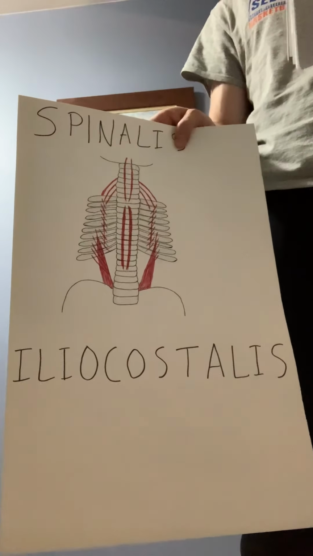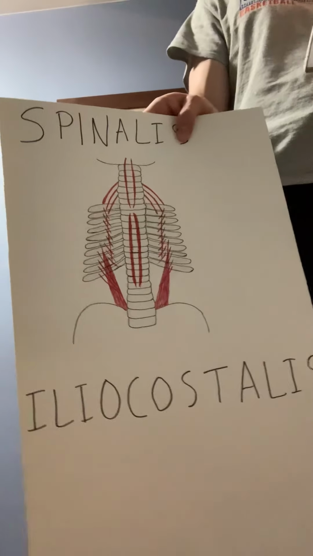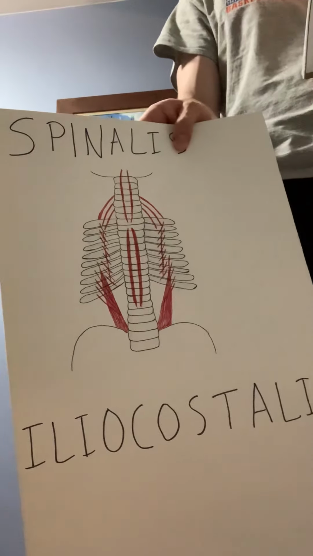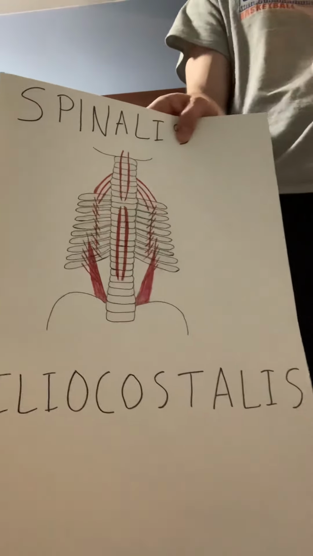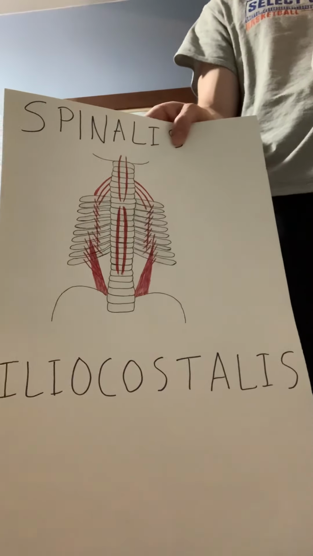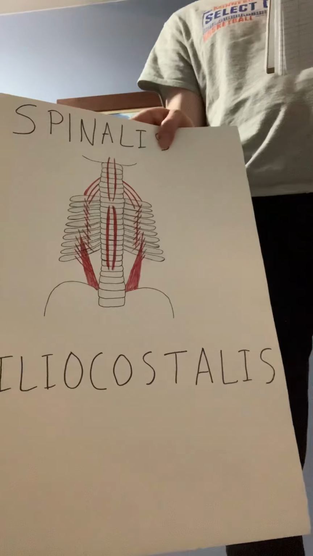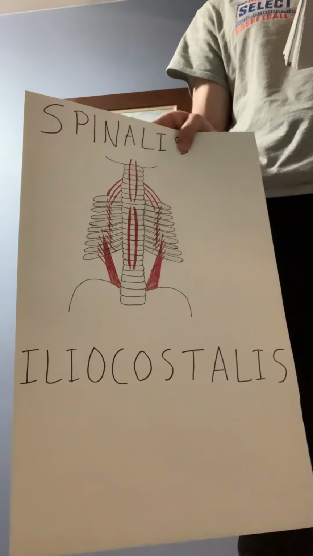That's for the capitis version, the occipital bone. For the cervical portion, it's the spinous processes of C2 and C4, and then the thoracic portion is the spinous process T2 through T8. And then the nerve for this one is the lateral branch of the posterior rami of spinal nerves.